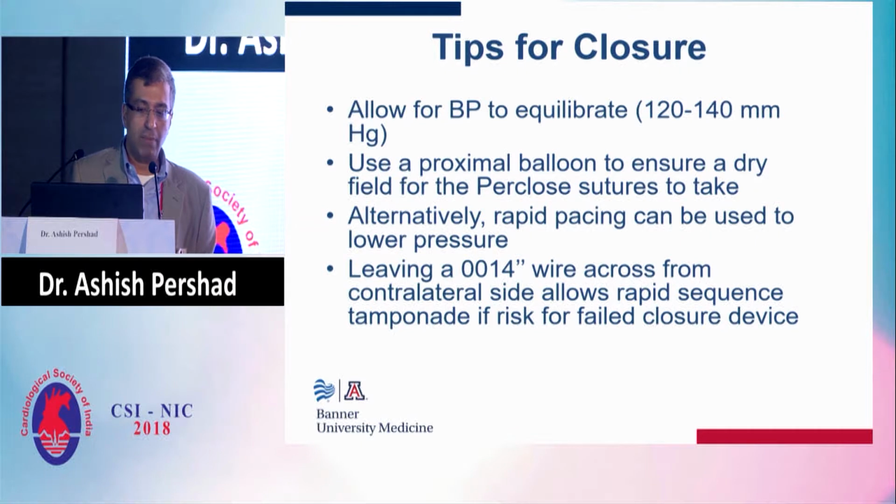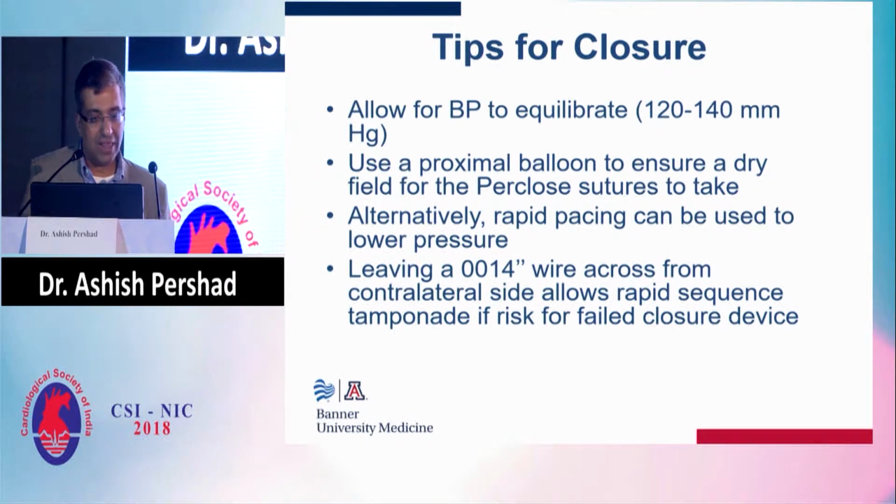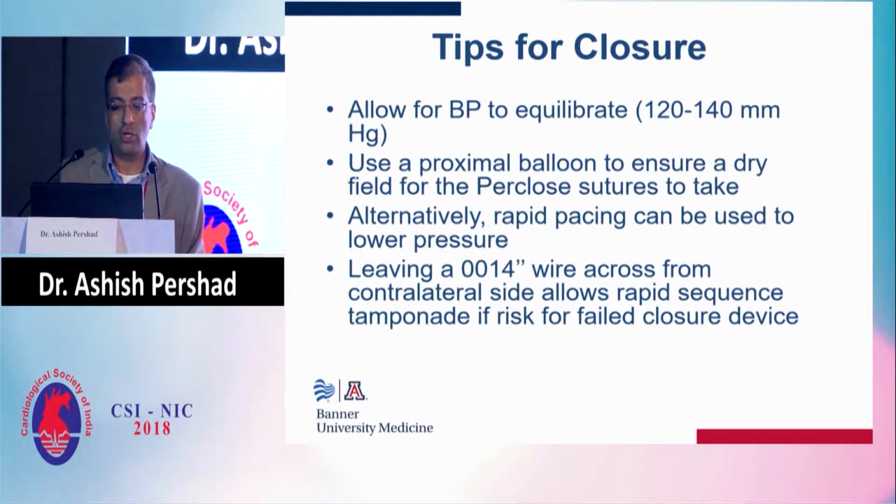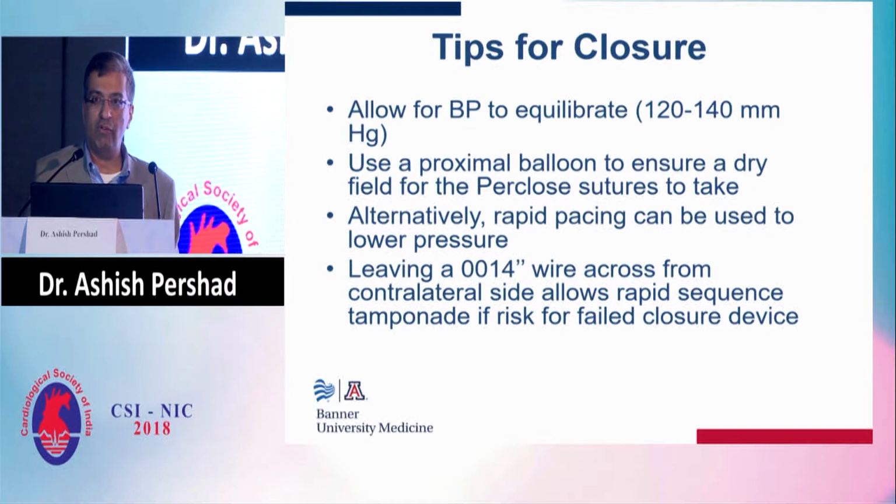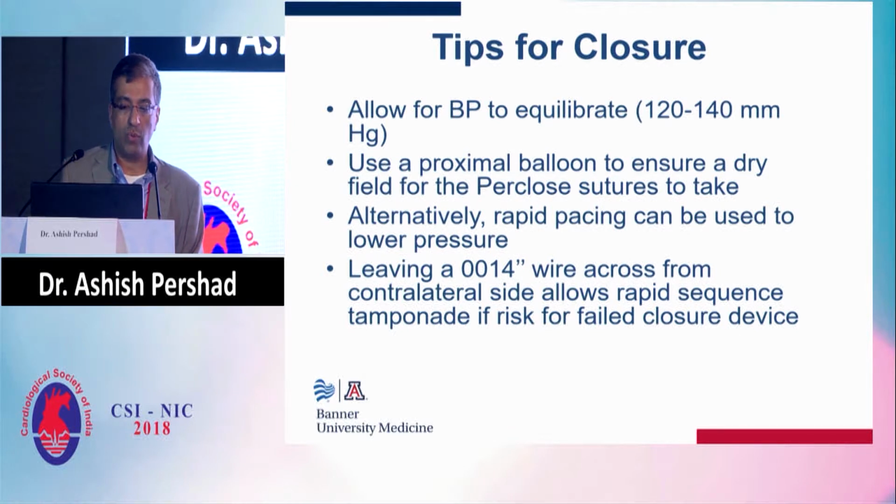Sushil and his group at Columbia, they leave a contralateral 14 thousandths wire down the contralateral side for the femorals to allow for rapid sequence tamponade if you have a failed closure device. That's one way to do that. I think it was great when we had the 21 and 23 French sheaths. I'm not sure you need to do that for a 14 and a 16 or an 18 French sheath, so I don't typically do that currently.